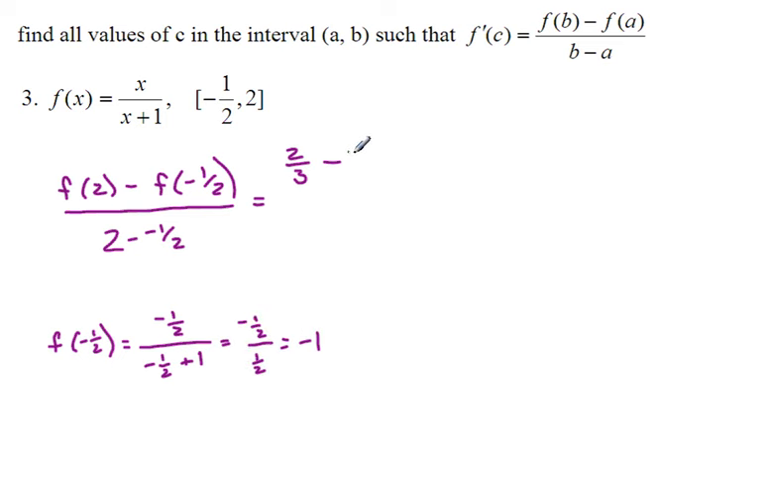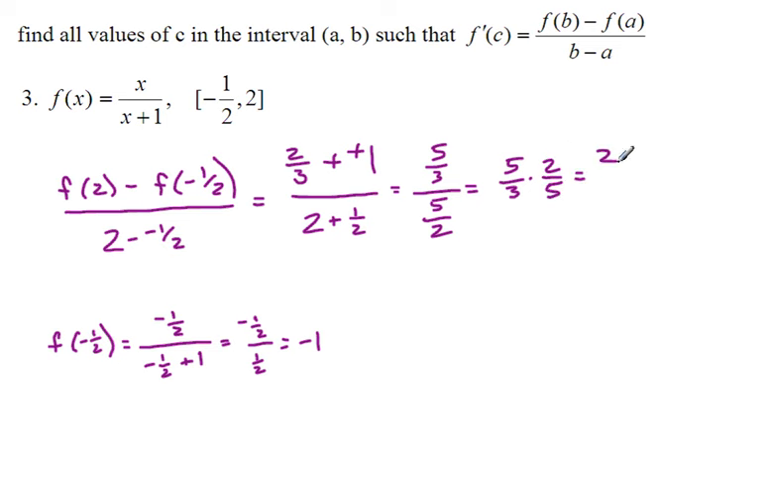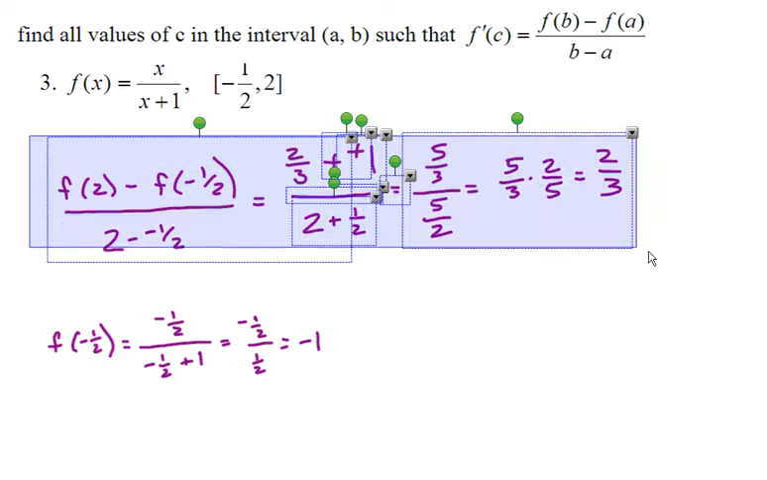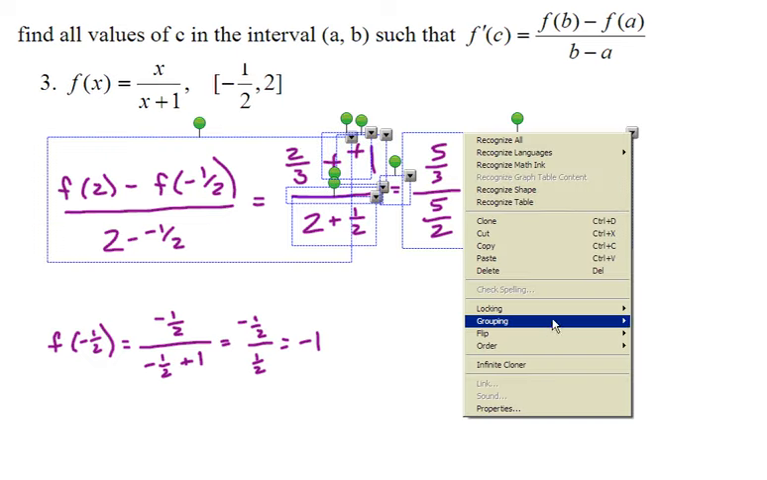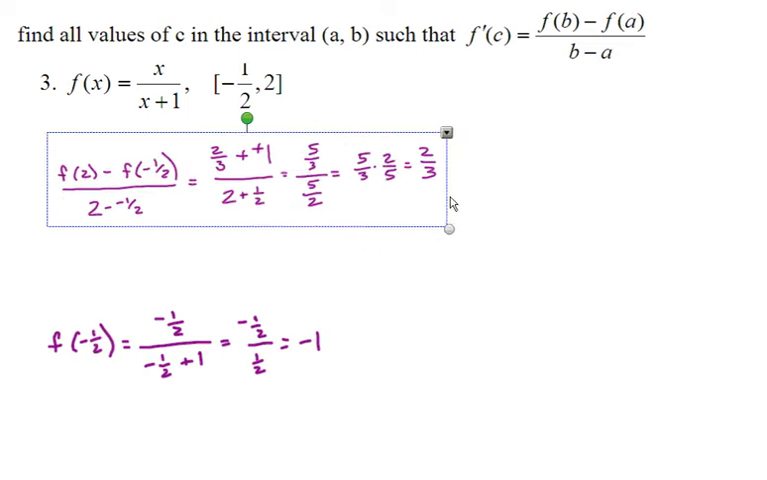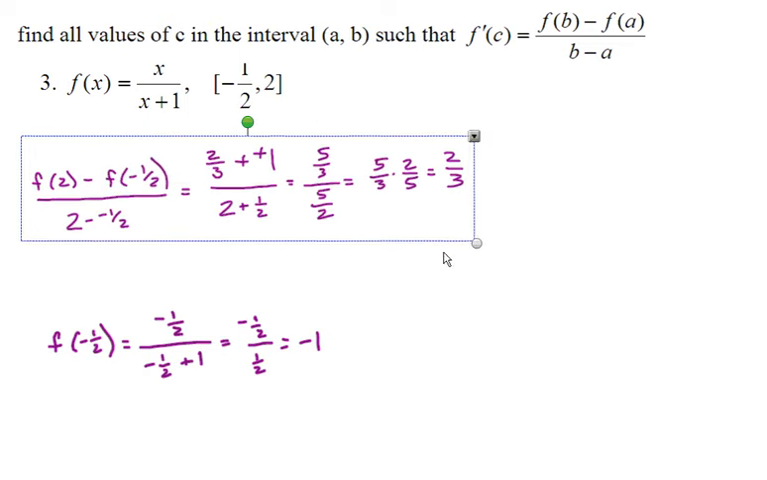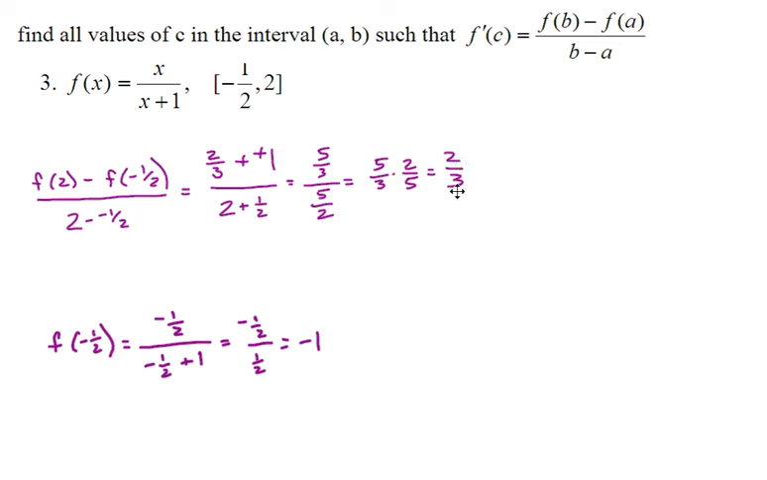So 2/3 minus negative 1 over 2 plus 1/2, and this will be a plus as well. So on top, I get 5/3. On bottom, I have 5/2, and I can do 5/3 times 2/5, and I have an average rate of change of 2/3. And I've taken up an awful lot of space, so we're going to just grab all of that and shrink it down. So we now want to see when is our derivative going to equal 2/3.